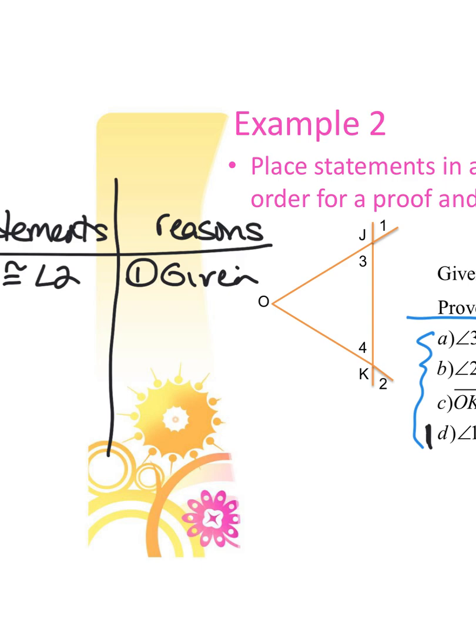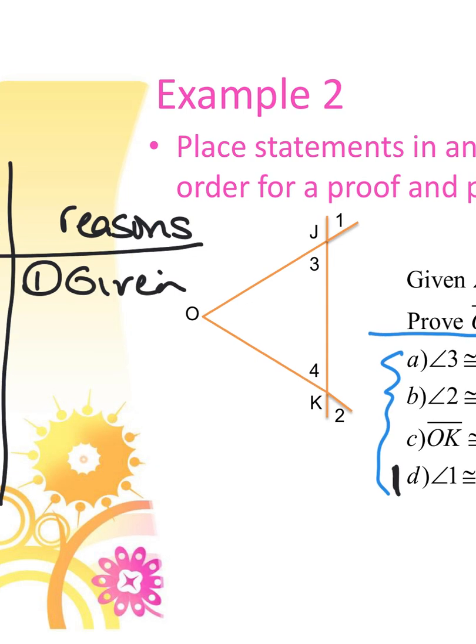So I'm going to go ahead and label my picture with this given as well. And then I'm going to go ahead and look at the diagram to see maybe where my second statement's going to come from. So angle 1 and 2 are congruent. So let me add in the congruency mark here.